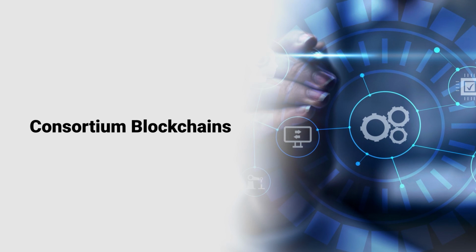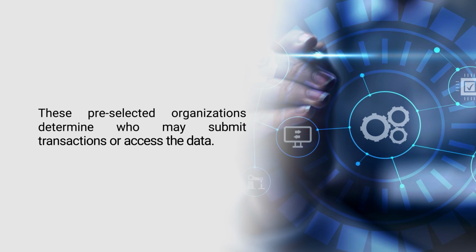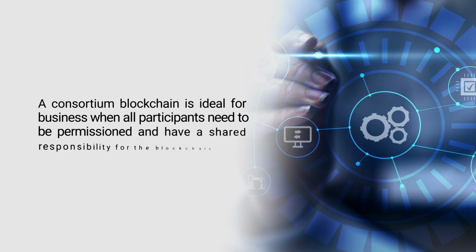The fourth and final type is the consortium blockchain. Multiple organizations can share the responsibilities of maintaining a blockchain. These pre-selected organizations determine who may submit transactions or access the data. A consortium blockchain is ideal for business when all participants need to be permissioned and have a shared responsibility for the blockchain. So there are various applications for each and every domain.